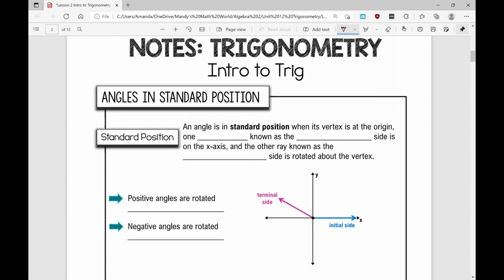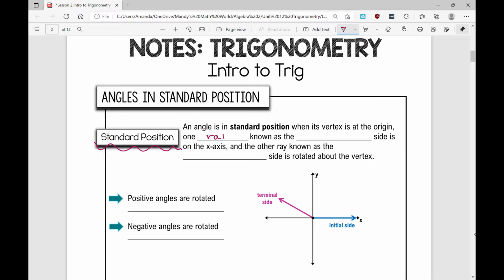Today's notes are over an introduction to trigonometry. And the first thing we're going to talk about are angles in standard position. What is standard position? An angle is in standard position when its vertex is at the origin.